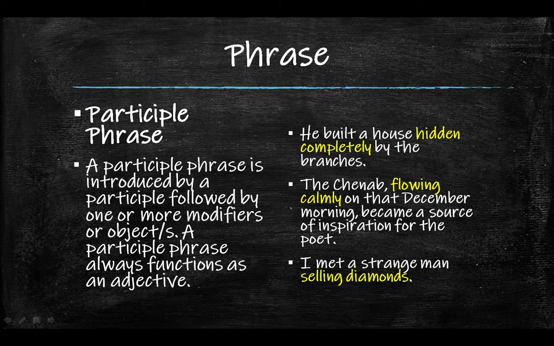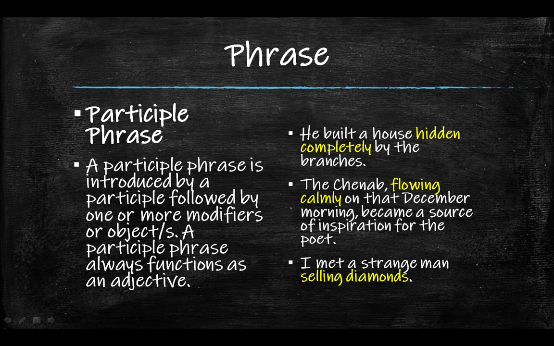Next example. I met a strange man selling diamonds. I met man: subject, verb, object. What kind of man? Selling diamonds. Selling is not a verb. There are no helping verbs before it. And the subject of the sentence is I, and I was not selling anything. It was the man who was selling. So selling has got something to do with man, not with I. One thing, there are no helping verbs before it. Another thing, these things prove it a non-verb. It's not a verb here.